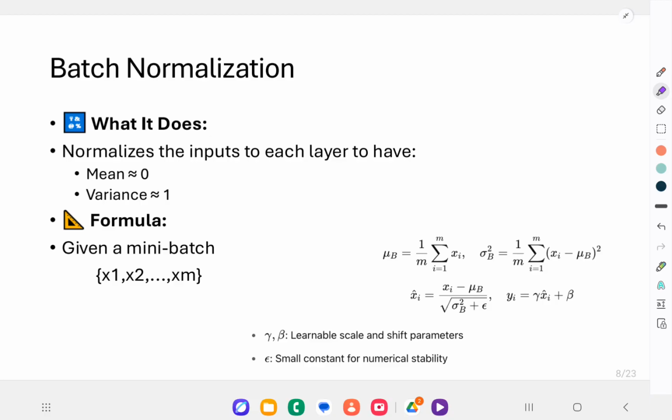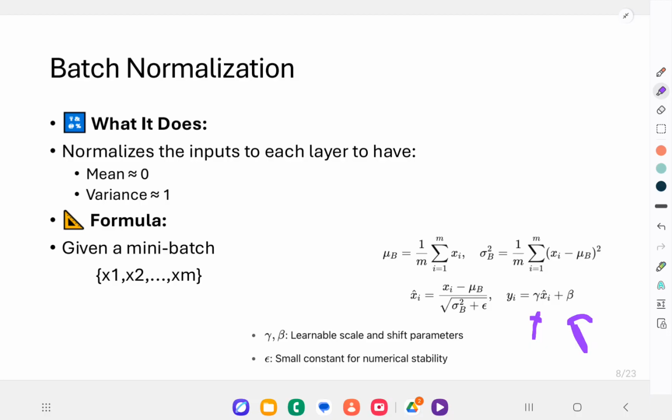Okay, but we don't stop there. After normalization, we apply two learnable parameters, the gamma and the beta, right here in the equation. These parameters allow the network to scale and shift the normalized values if needed, meaning the model can still learn any transformation it needs, but from a more stable starting point.